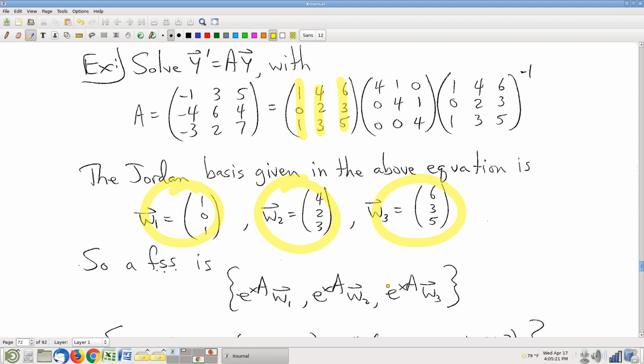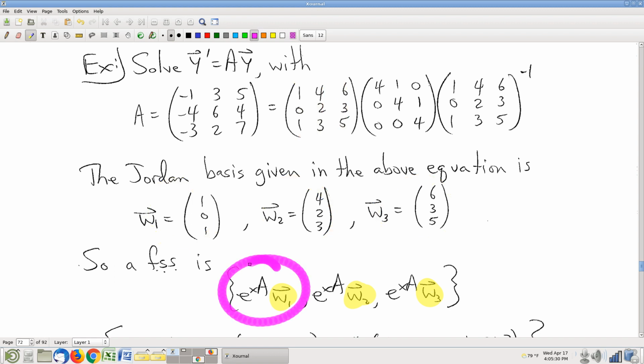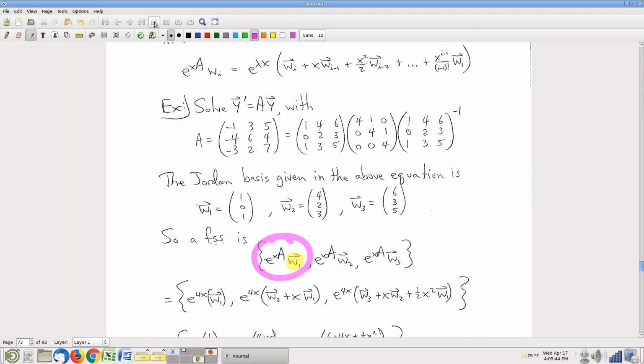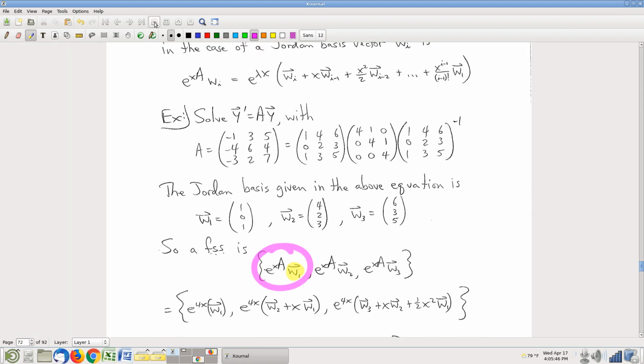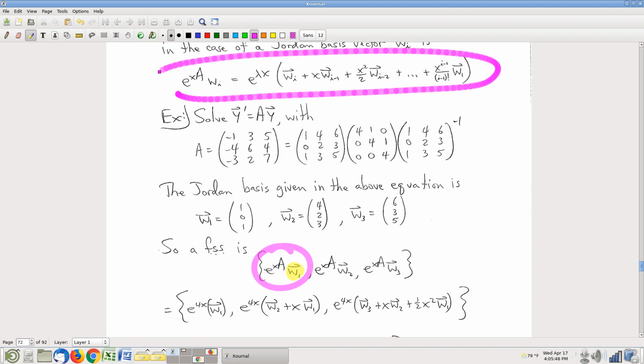With that Jordan basis, all I have to do is multiply that Jordan basis times the matrix exponentials. I have to evaluate these three things, and there's my fundamental set of solutions. Practically speaking, what it boils down to is how do I evaluate these matrix exponentials times Jordan basis vectors. Here's where we use our formula. You see our formula up there? All right, here it is. That's how you multiply matrix exponentials times Jordan basis vectors.